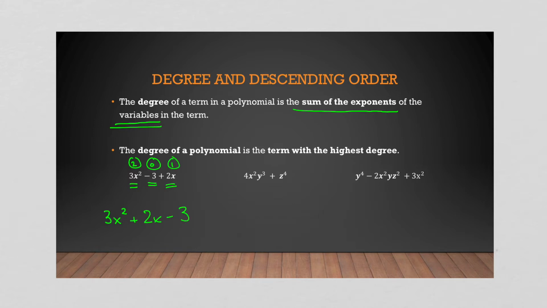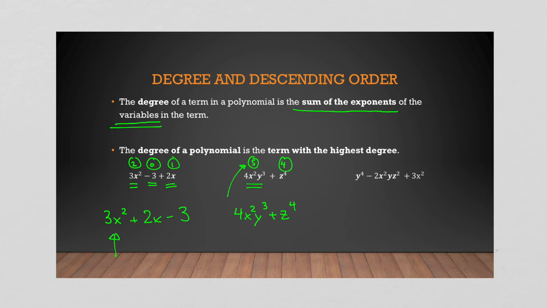The degree of the entire polynomial is the degree of the leading term, the highest term degree. So this would be a degree 2 polynomial. Here we have multiple variables, so we add the exponents together. 2 plus 3, so we have a degree of 5, and then here I have a degree of 4. So this one's already in descending order, and we say that it is a 5th degree polynomial because the leading degree is 5.